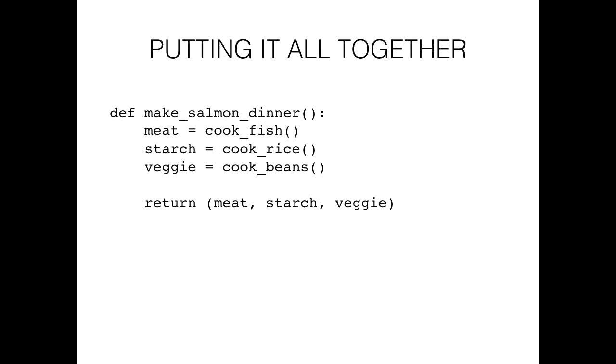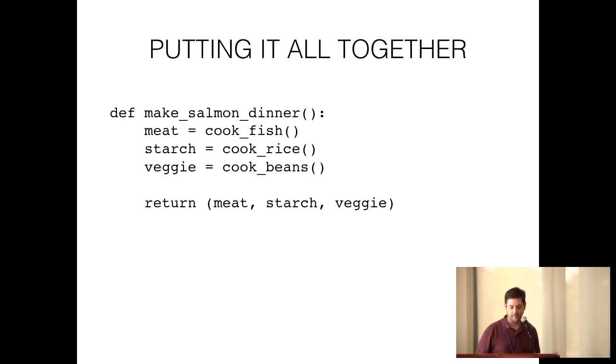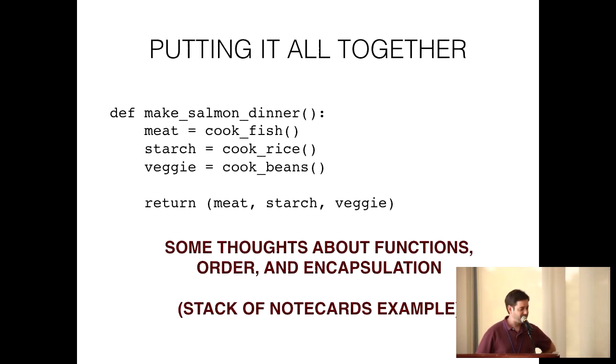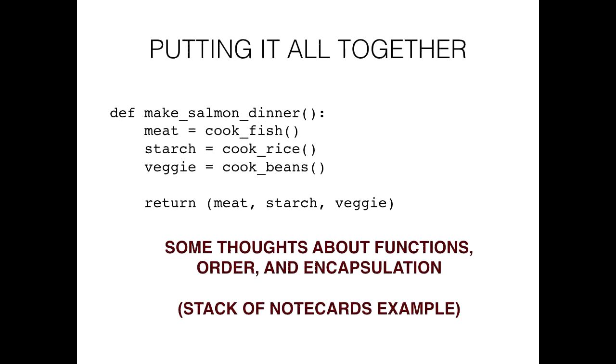Okay, then we could put it all together in one function called make salmon dinner. Meat equals cook fish, starch equals cooked rice, veggie equals cooked beans, and we return a tuple of meat, starch, and veggies, which you can then eat. And what's great about functions and ordering and encapsulation, the details of cooking a fish are encapsulated in that function, right? When you call a function, all that really matters, aside from some side effects, is what you pass to it and what is returned. It doesn't matter who called it. We can make new dinners by switching out different recipes. This is all very nice.